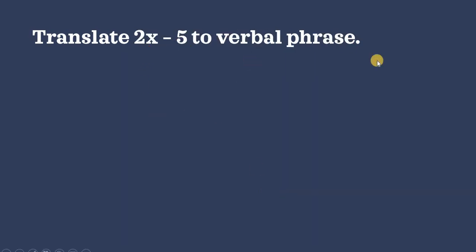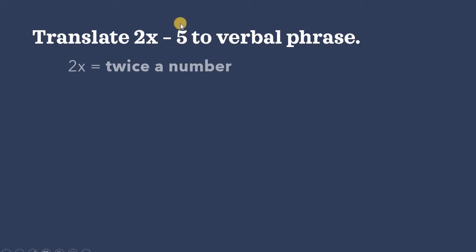Next one, translate 2x minus 5 to a verbal phrase. So, now we go back the other way, from mathematical expression to verbal phrase. 2x, when we translate it to a verbal phrase, would be twice a number.